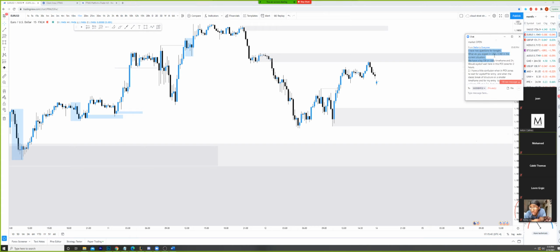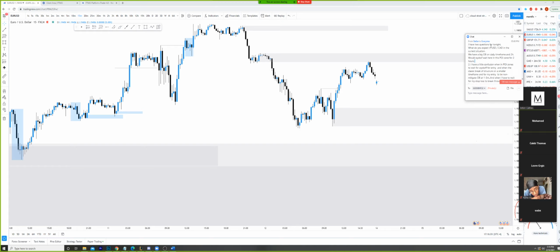I have 2 questions for tonight. All right, let's do the 2 questions. What do you expect in USD CAD? I'm going to look at EU, but I can maybe look at USD CAD after. We have a big supply and demand zone on the daily time frame in 2 hour. Would Wyckoff wait here in the POI zone for 2 hours? I mean, if you have a POI, then yes, wait for Wyckoff. That's just part of our strategy, at least for me, or mentfx blocks.